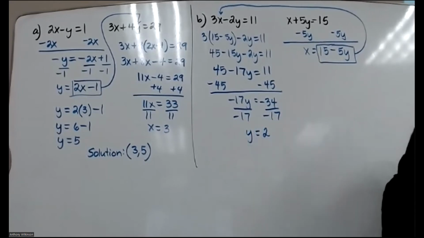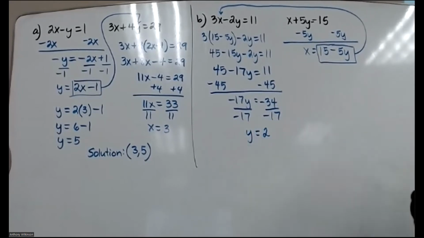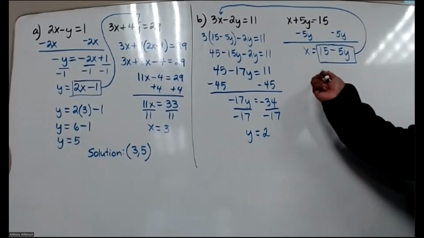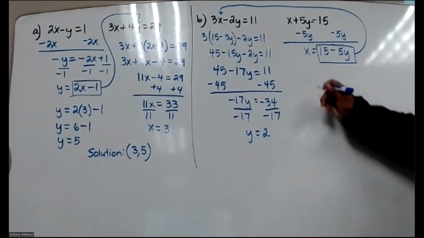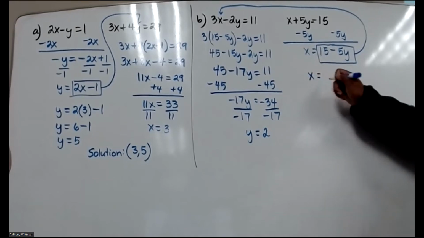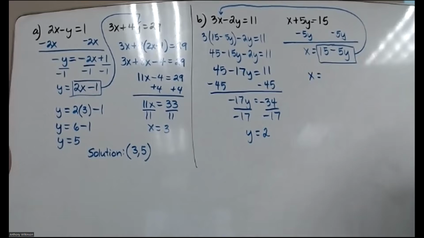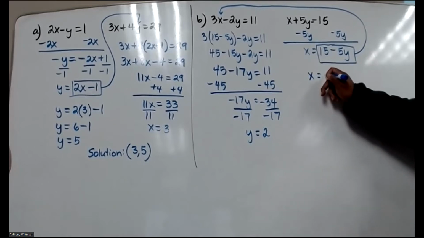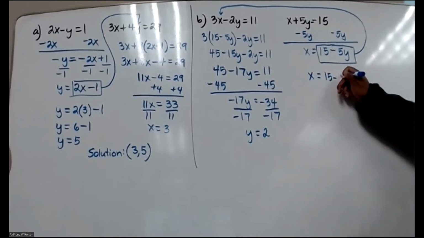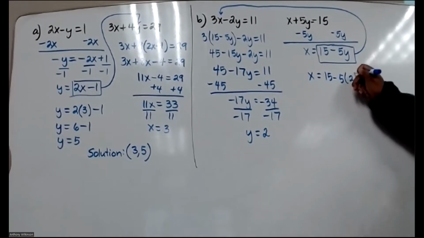2. All right, since y is equal to 2, I need to find out what x is. Well, I've already got x by itself. That means x equals 15 minus 5y. So I can find out what x is by doing the back substitution. I just substitute the y here with 2. So x is equal to 15 minus 5 times y, which is 2.